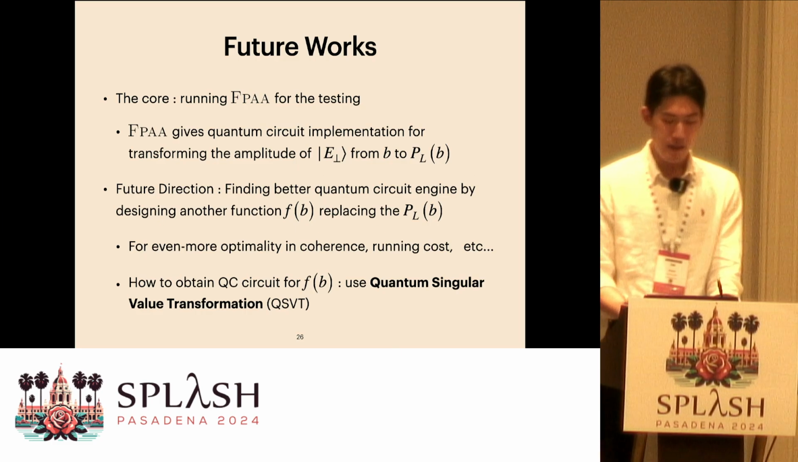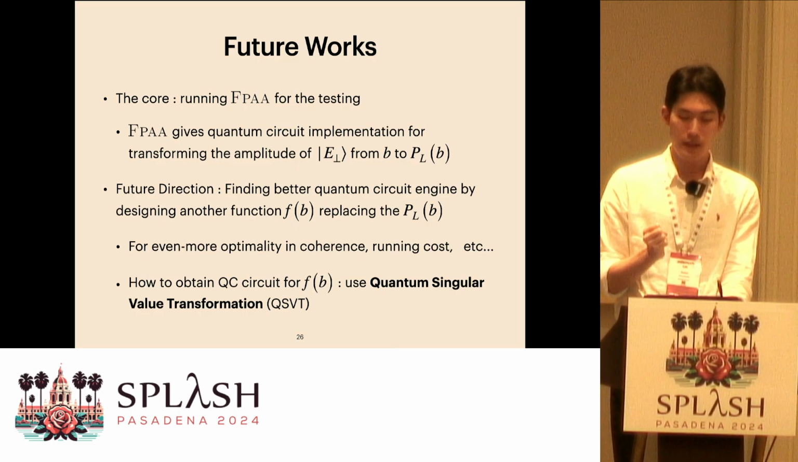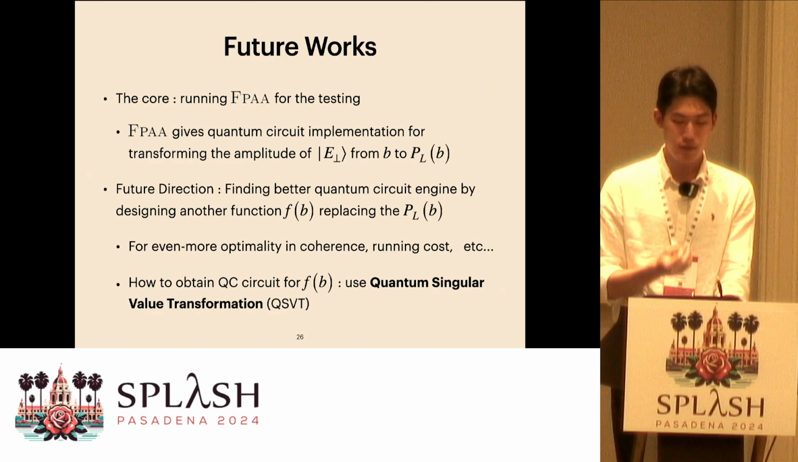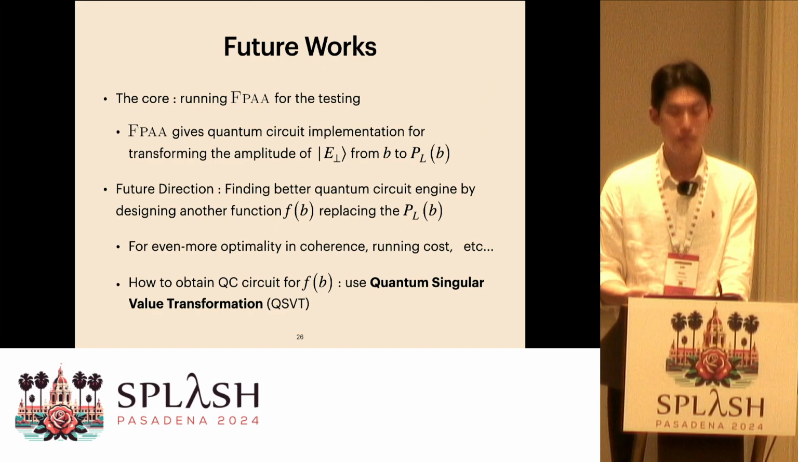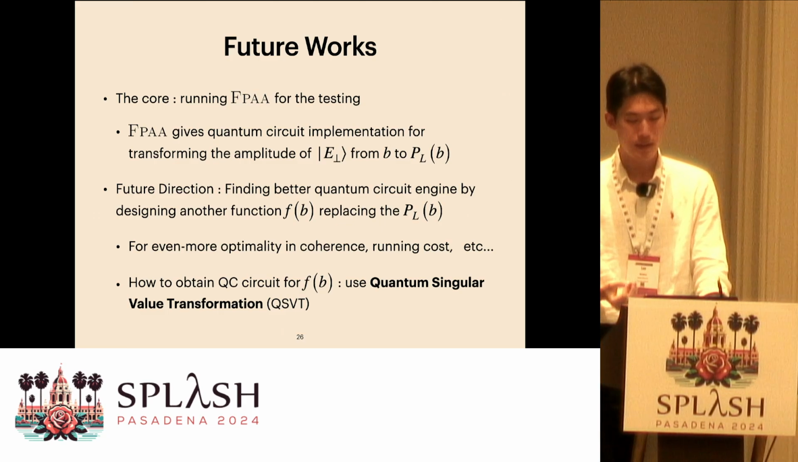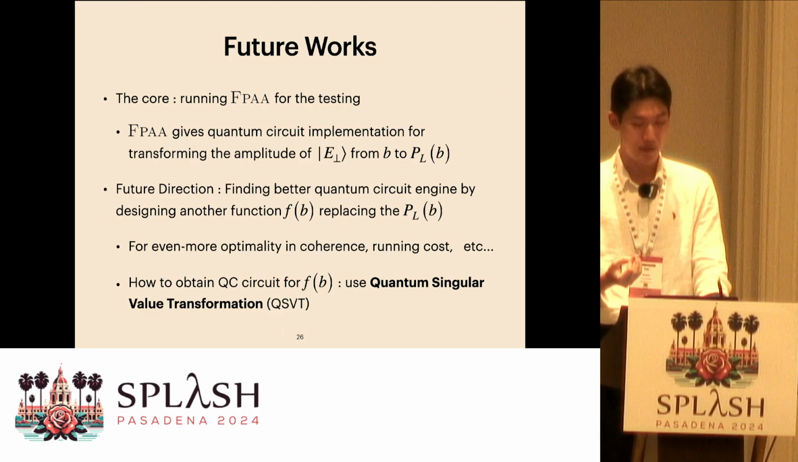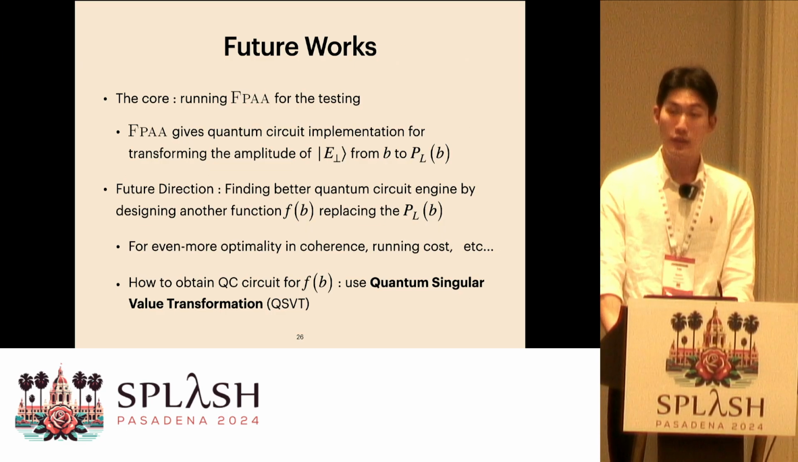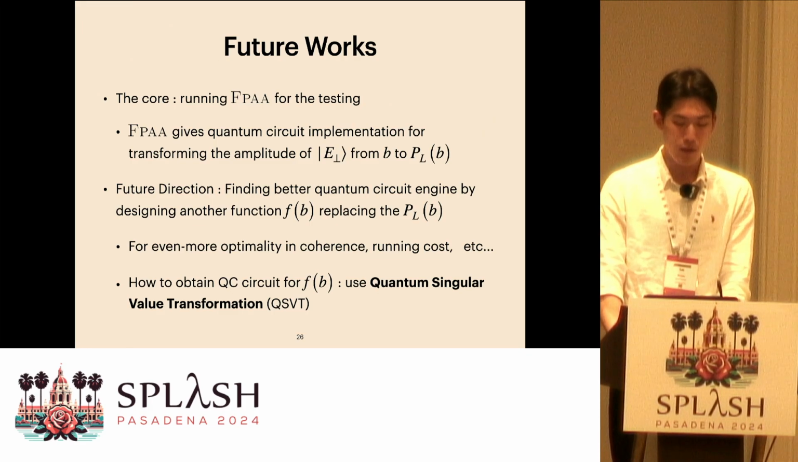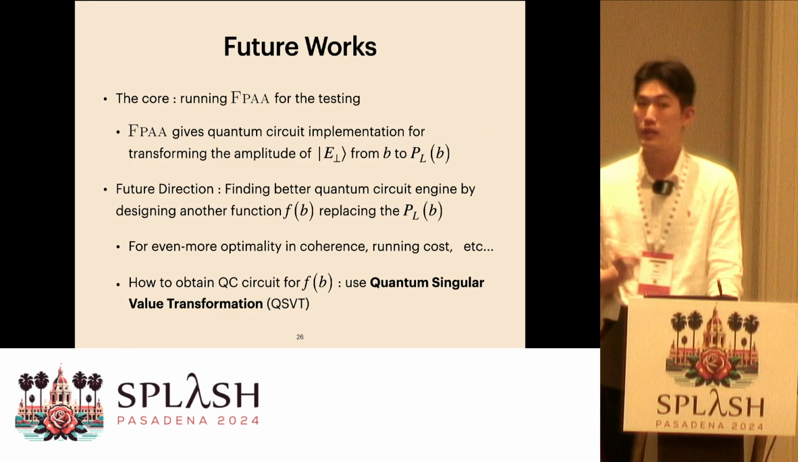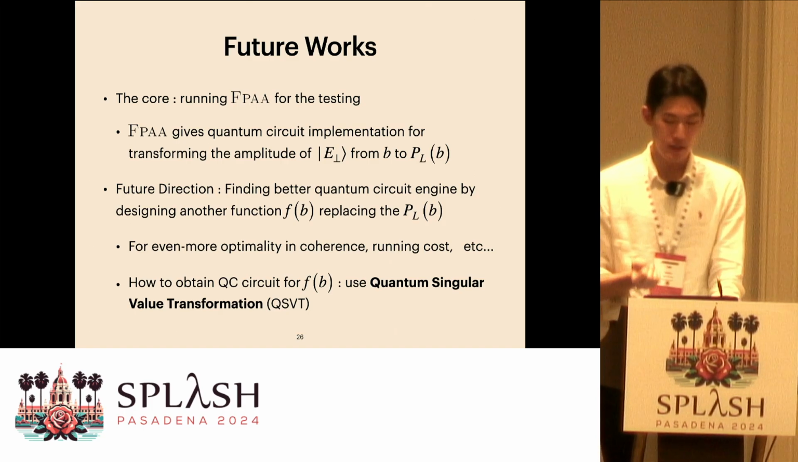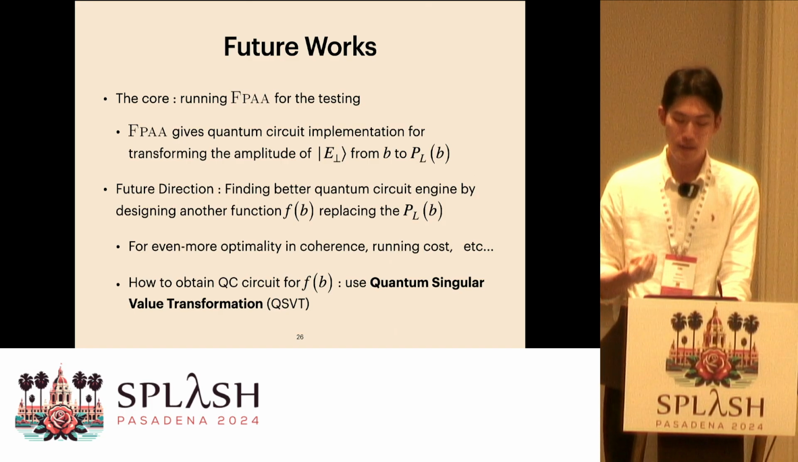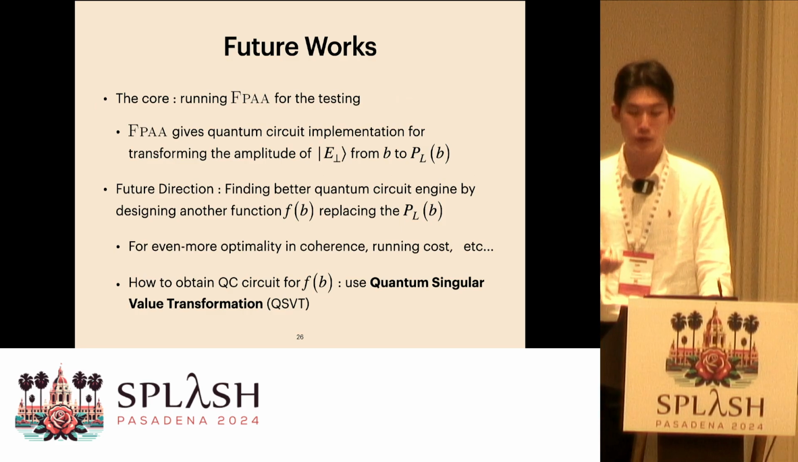In essence, FPAA operates as an engine that transforms the amplitude, but there may be more optimal quantum circuits and functions for this process. One well-known method to construct a quantum circuit for a function f is called quantum singular value transformation, or QSVT. So combining these methods could be a promising future direction.